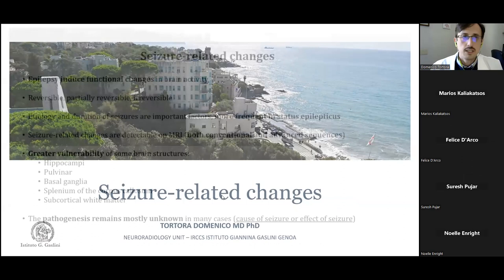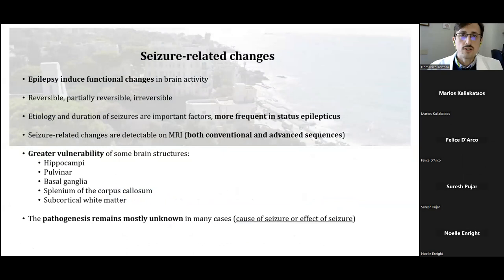We have seen that epilepsy may induce functional changes in brain activity, and only in some cases are we able to see changes using structural or advanced MR sequences. In the majority of cases, these changes are reversible. But it's important to consider that in the most severe conditions, these changes may be reversible only partially.